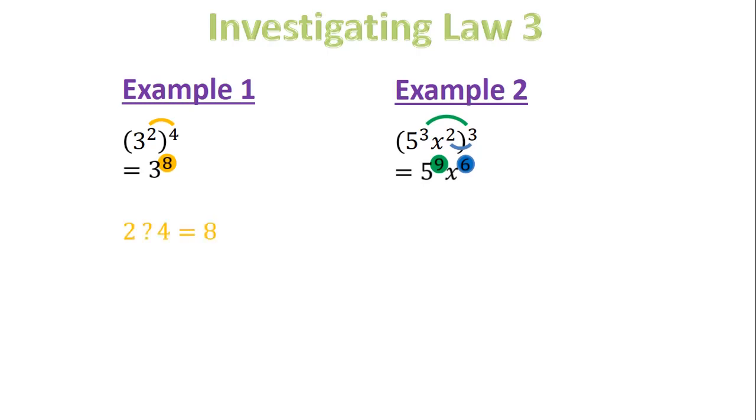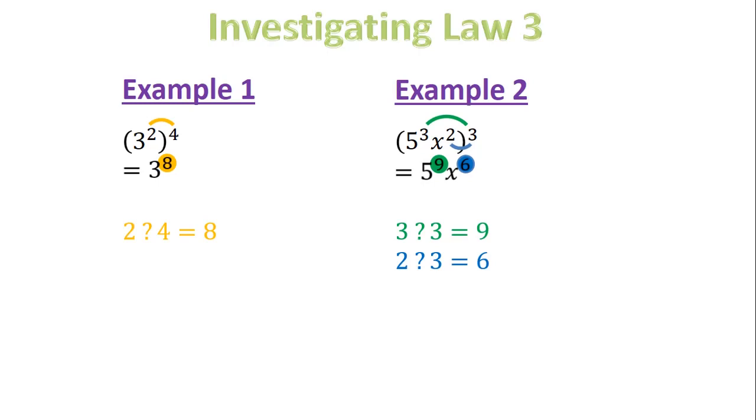So example 1, 2 and question mark 4 equals 8. What operation do we put instead of the question mark? Example 2, 3 question mark 3 equals 9 and 2 question mark 3 equals 6. So plus, minus, multiply or divide.